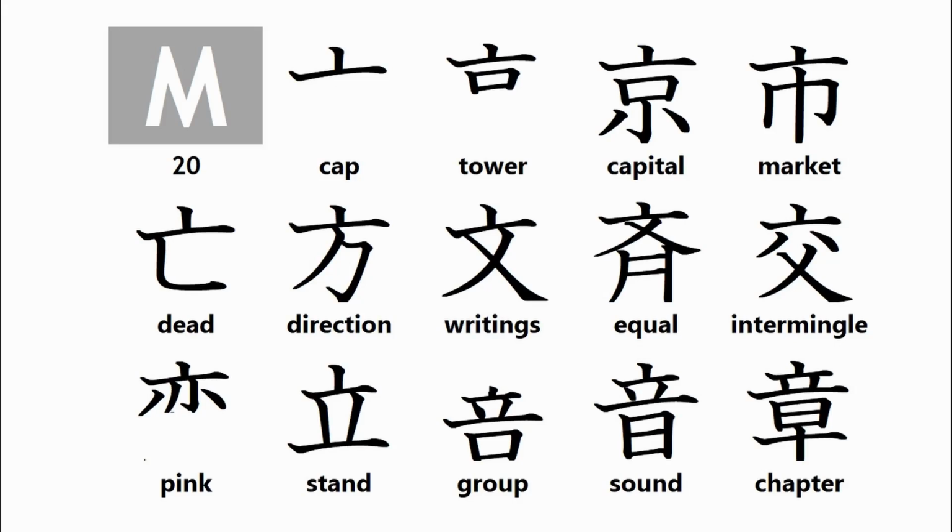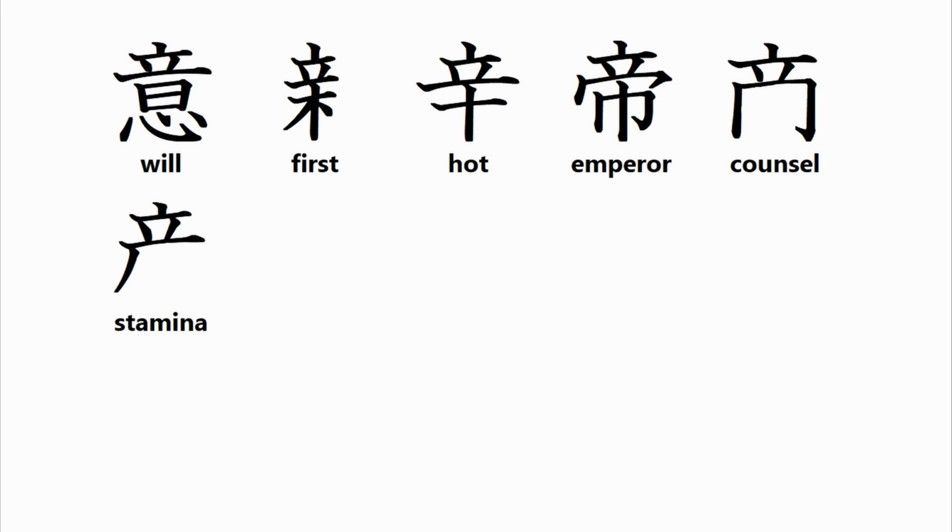And now for this week's crash course in kanji root particles. Group M kanji root particles include cap, tower, capital, market, dead, direction, writings, equal, intermingle, pink, stand, group, sound, chapter, will, first, hot, emperor, council, and stamina. I will cover Group N kanji root particles next week.